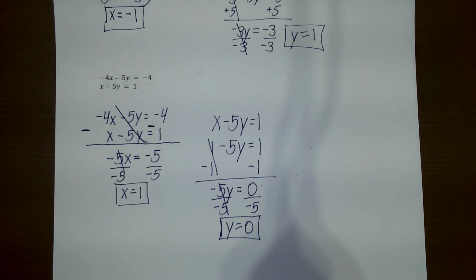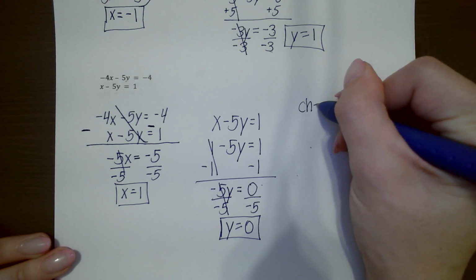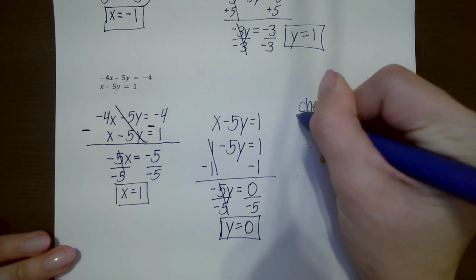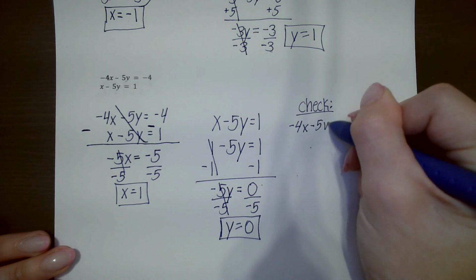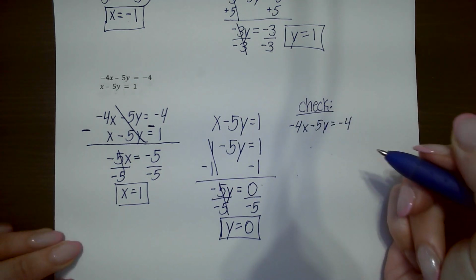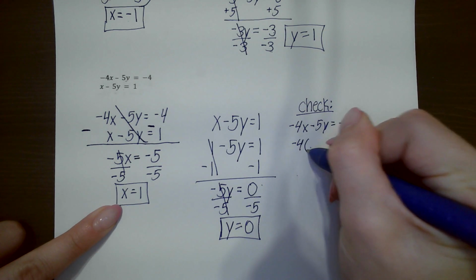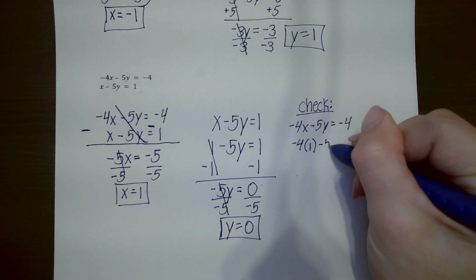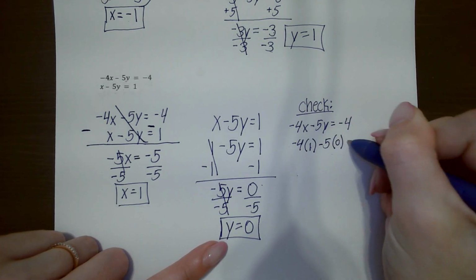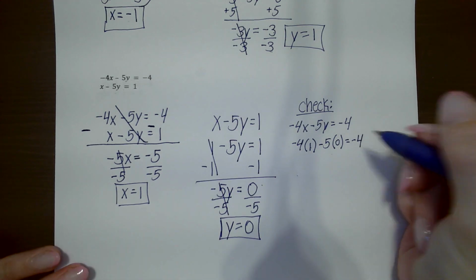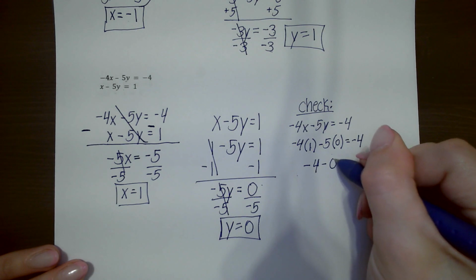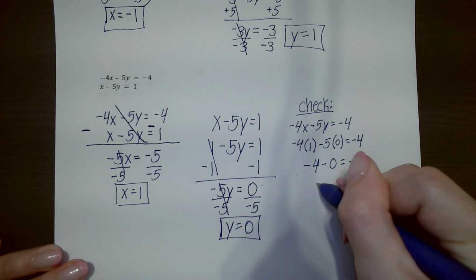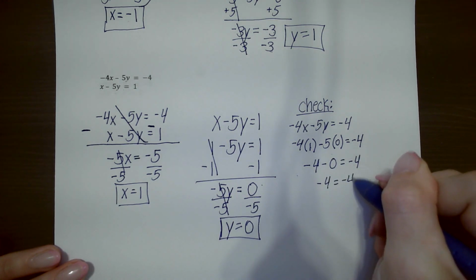Now, whenever I get 0, I get a little suspicious. So I'm just going to go ahead and check these. I'm going to take the time to check them. So the first equation, negative 4x minus 5y equals negative 4. I'm going to plug 1 in for x and 0 in for y. Now that gives me negative 4 minus 0 equals negative 4. Negative 4 equals negative 4.